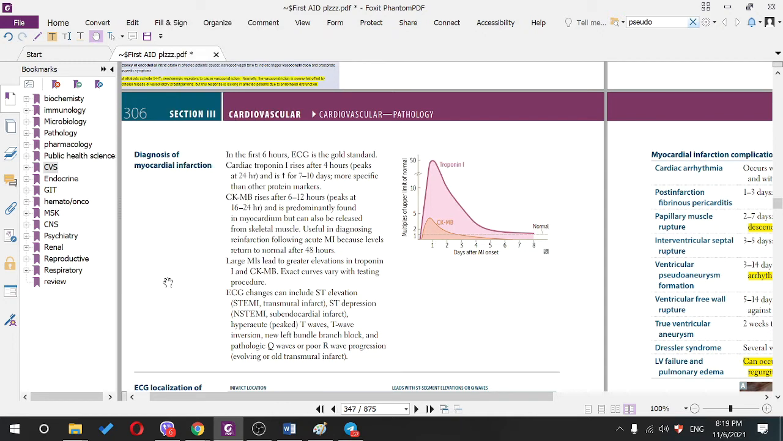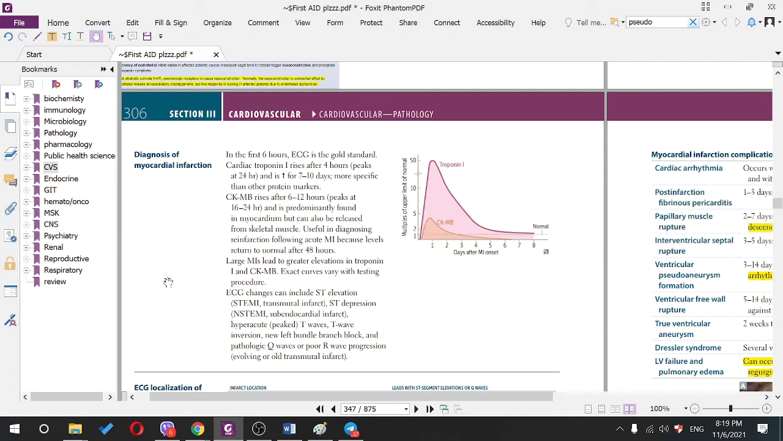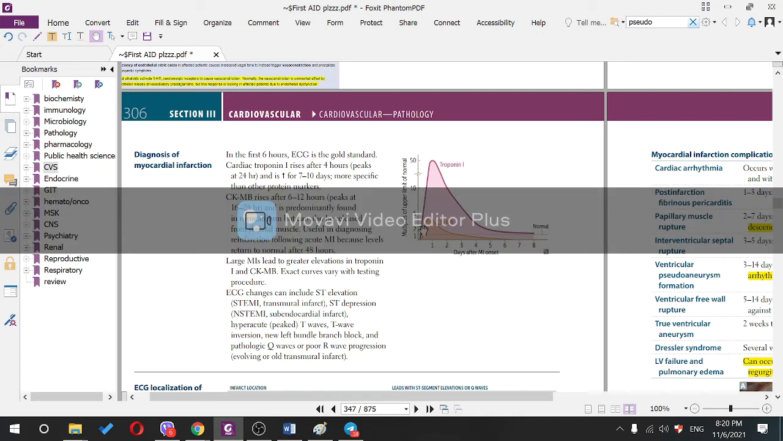They write for us, cardiac troponin I rises after 4 hours, peaks at 24 hours, and is increased for 7 to 10 days. It's more specific than other protein markers though. While if we speak about the CKMB, it rises after 6 to 12 hours, yeah? And peaks at only like 24 hours and then jumps back down. So if the patient gets a reinfarction, it seems more logical to use CKMB to diagnose him, not troponin.